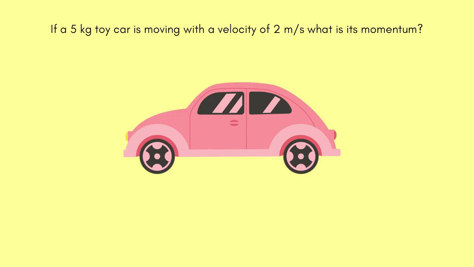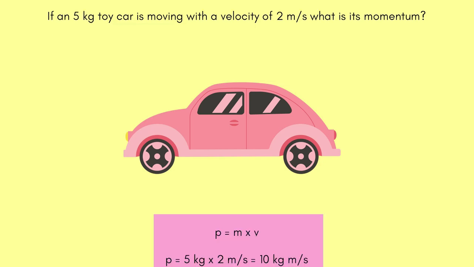If a 5 kilogram toy car is moving with a velocity of 2 meters per second, what is its momentum? Well, you have a mass of 5 kilograms. You have a velocity of 2 meters per second. All you have to do is find the product, and there you have it. You get 10 kilogram meters per second. I hope that is what you got.